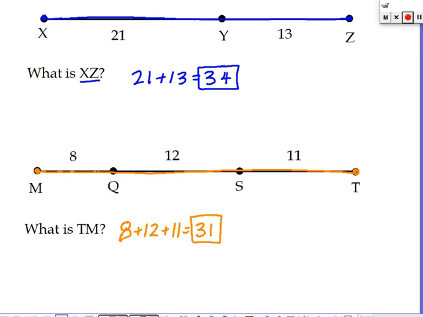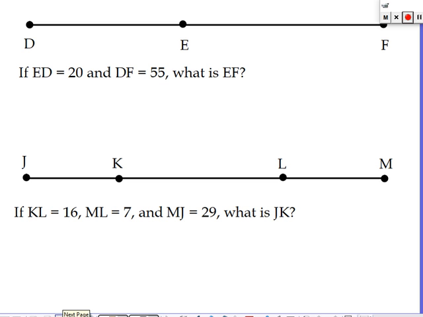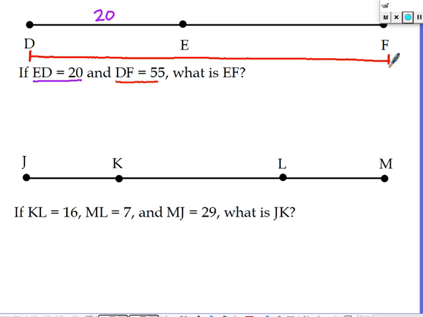Now when they ask you for the length of a segment, you don't always add. It depends on the picture that you're given, or the diagram. So in this next one, okay, they're telling us a few pieces of information first. They don't put the lengths on the segment for us. We have to do that ourselves. So ED is 20. So from E to D, that's 20. And DF is 55. Now DF, D to F, so this whole thing, D to F, that's 55.